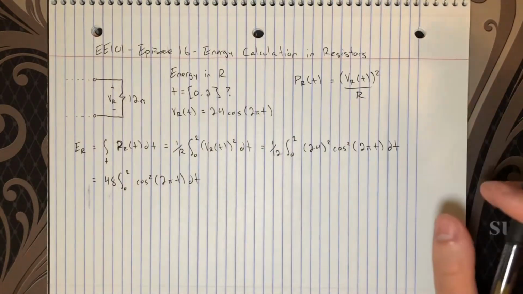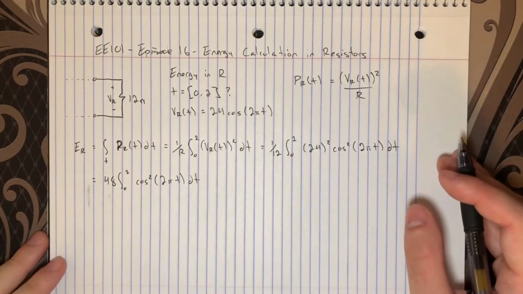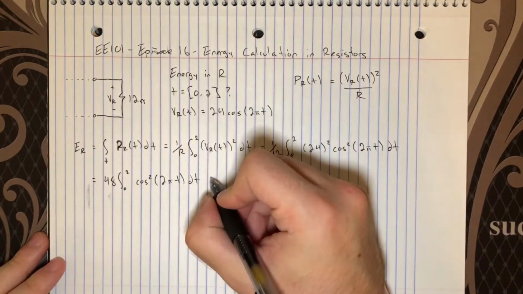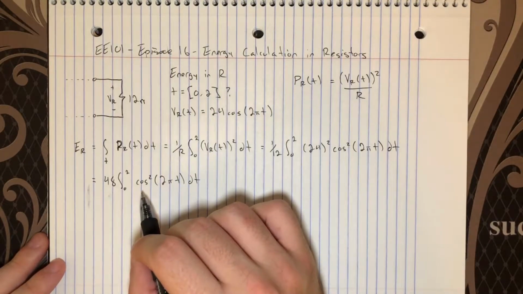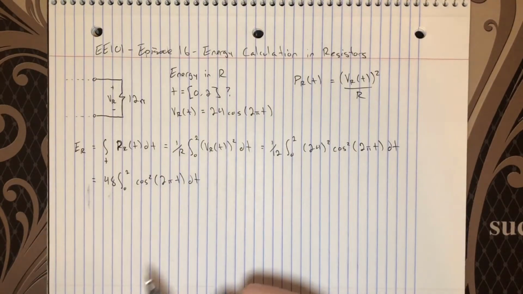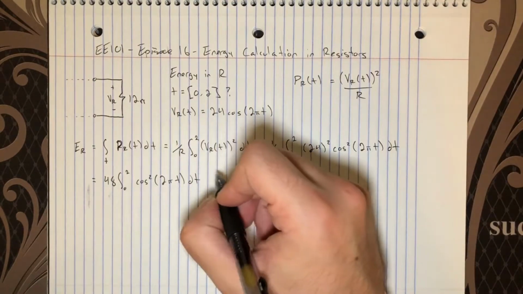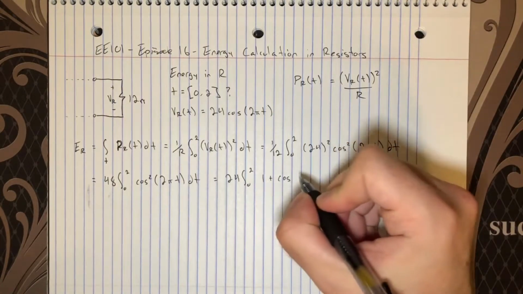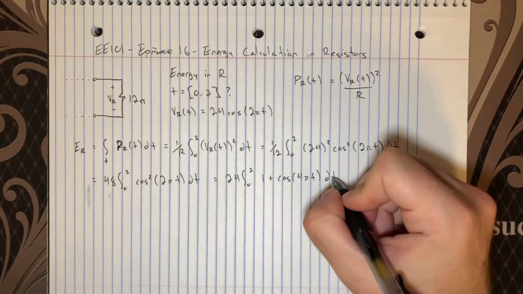Now if you have a calculus background, you know the easiest way to integrate this cosine function is to apply a trig identity for cosine squared. Cosine squared just so happens to be equal to 1/2 times 1 plus cosine of 2 angle. So let me write that out. We have 24 integral from 0 to 2, 1 plus cosine of 4 pi t dt.